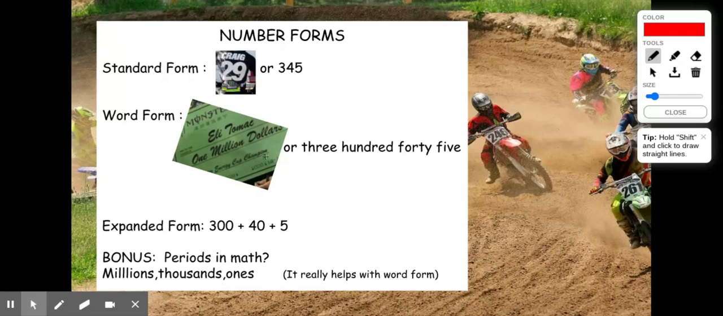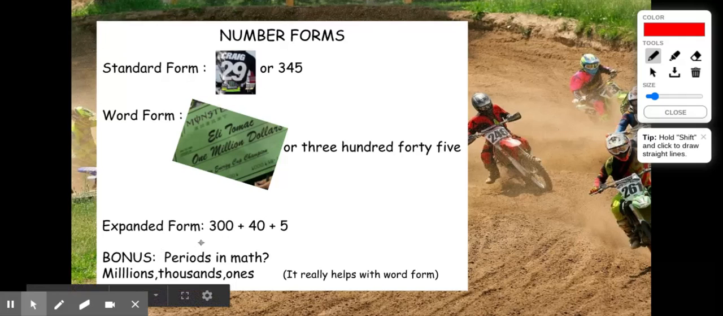Word form, it's when it's written out in, you guessed it, words. So I have a little image of a check from the Monster Energy Cup where he won $1 million. And you can see it is written out 1 million. So I gave you another example over here, 345. That was the same number up here. I just wrote it in word form. So word form you'll see on checks. I'm sure everybody likes checks. You'll see it other places too. That's the majority of the places you will see it.